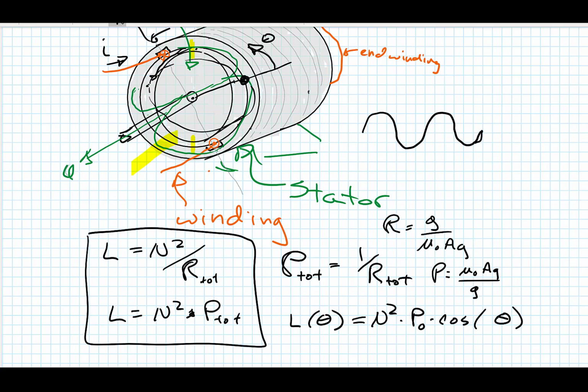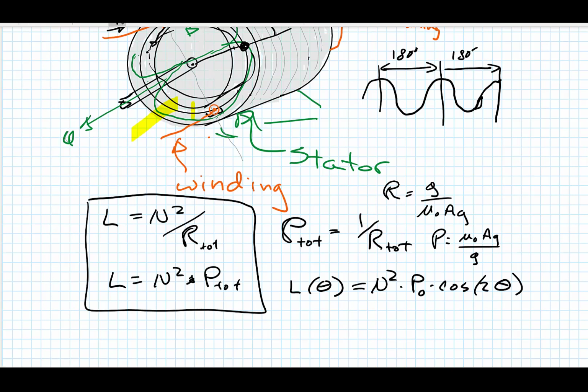This is if it was a sine, so if it's a cosine, this is 180 degrees movement. And then this is the next 180 degree movement here. So it's going to go two times. So there's a 2 theta.